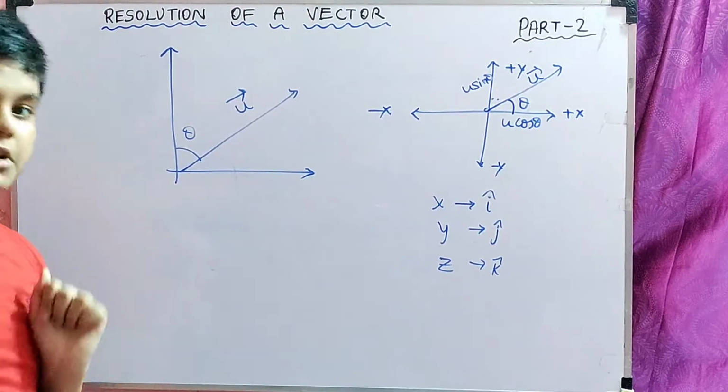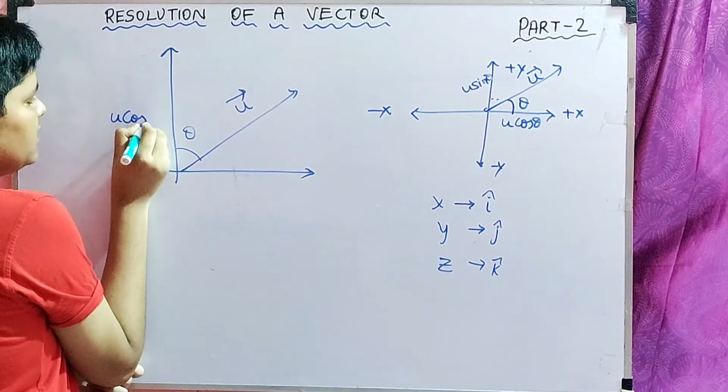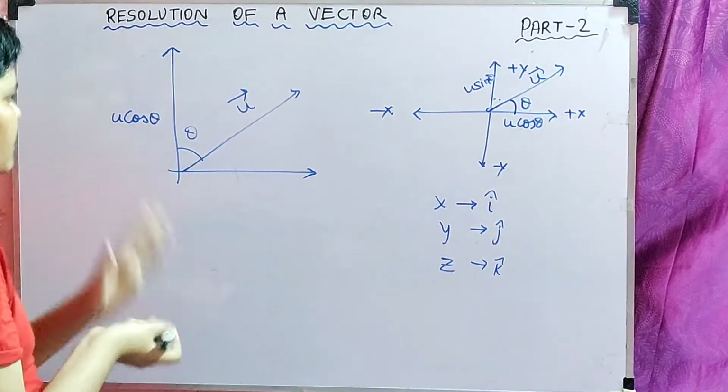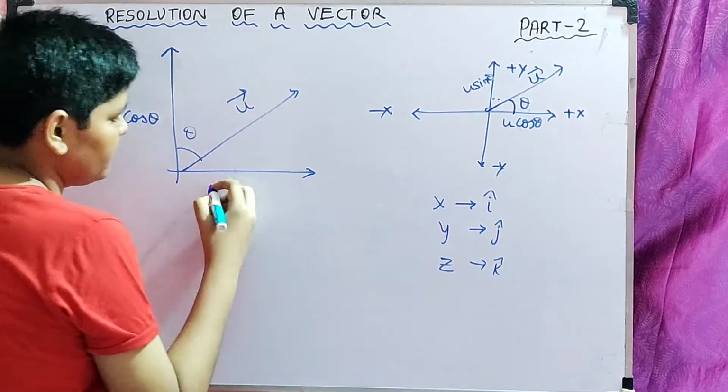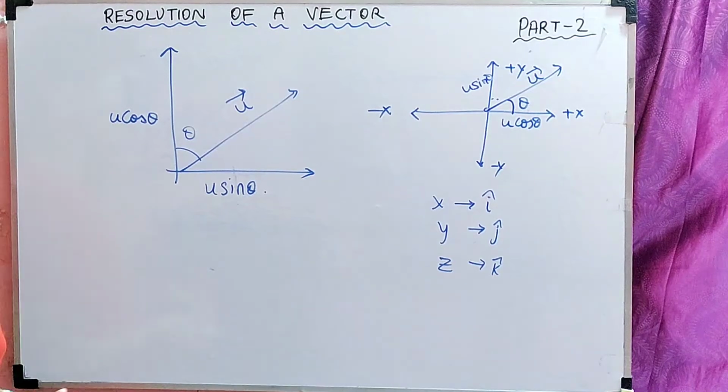So which side will be the cos theta? Correct. The cos theta will be this side. So here will be u cos theta, and the perpendicular to this, which is this one, will become u sin theta. This is how you find the resolution of the vector.